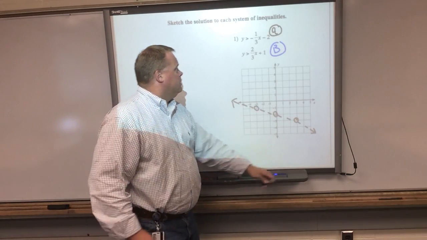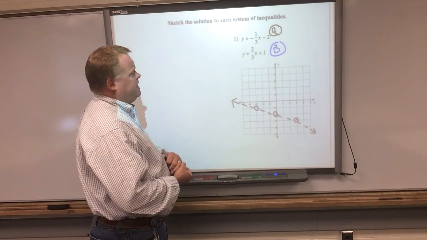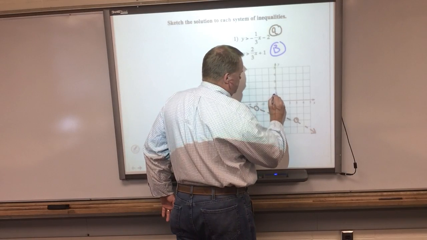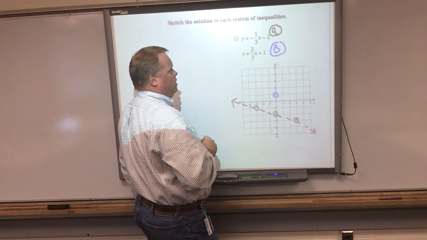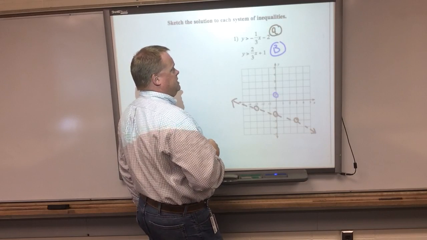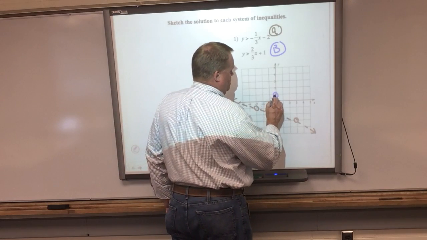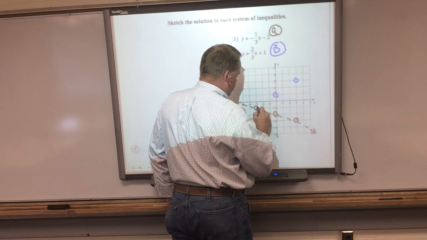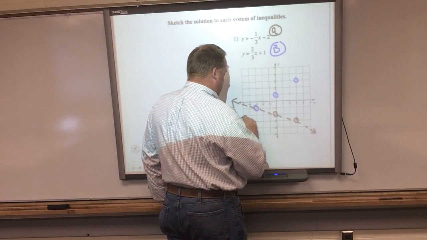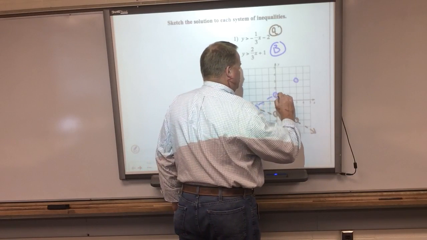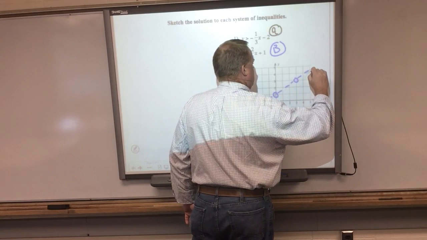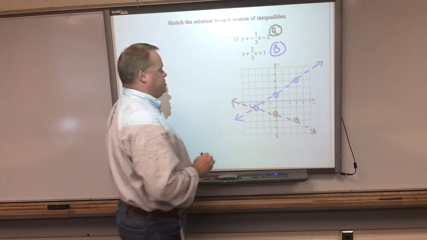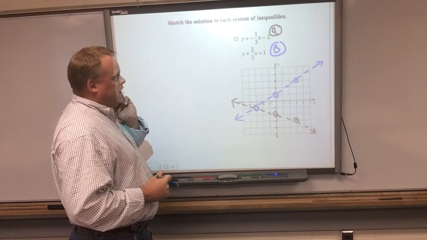The second one says y is greater than 2/3 x plus 1. So I know that the plus 1 is my y-intercept, so I'm going to have a point right at 1 on the y-axis. My slope is 2/3, so up 2 over 3, down 2 over 3. And I know that I have a dashed line as well because it is just greater than. And so here we go. Draw a couple of arrows on my last dashes, and I am done.